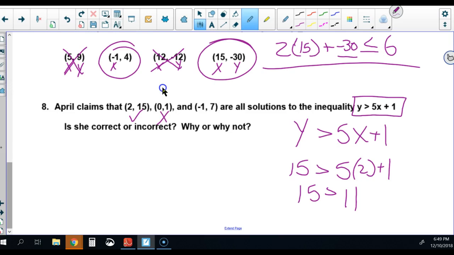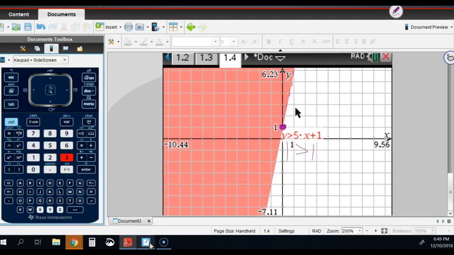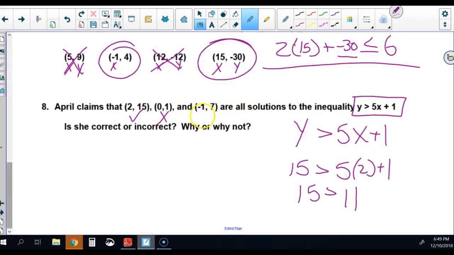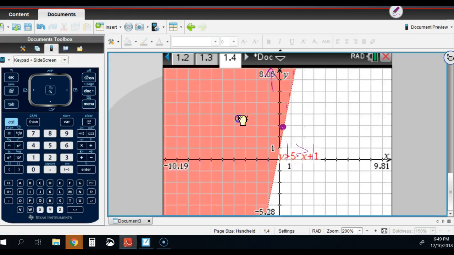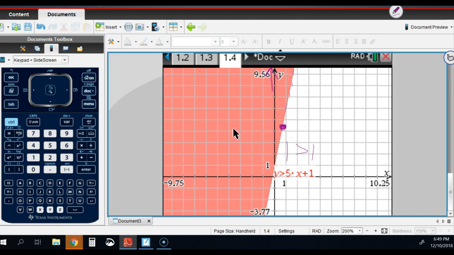Let's check -1, 7 just to see. If I look at -1, 7, I go to the left 1, 2, 3, 4, 5, 6, 7. It's a little bit off the graph, but I know up there it's clearly going to be in the shaded region. So that one is a solution. 2, 15, we already know it, but if we look at the graph, to the right 2, then 1, 2, 3, 4, 5, 6. Keep going all the way up to 15, and that's a hard one to do. It may or may not be in the shaded region, I'm not sure.